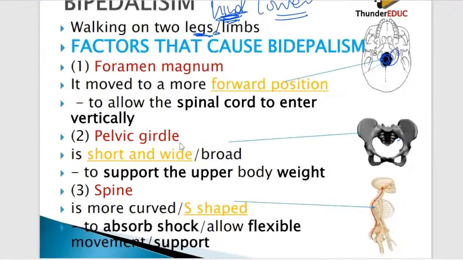Position of foramen magnum, the shape of the pelvic girdle, and then the shape of the spine. The S shape allows flexibility. I explained this very well. The pelvic girdle is short and wider to support the upper weight. The position of foramen magnum is in a forward position to allow the spine to connect vertically.